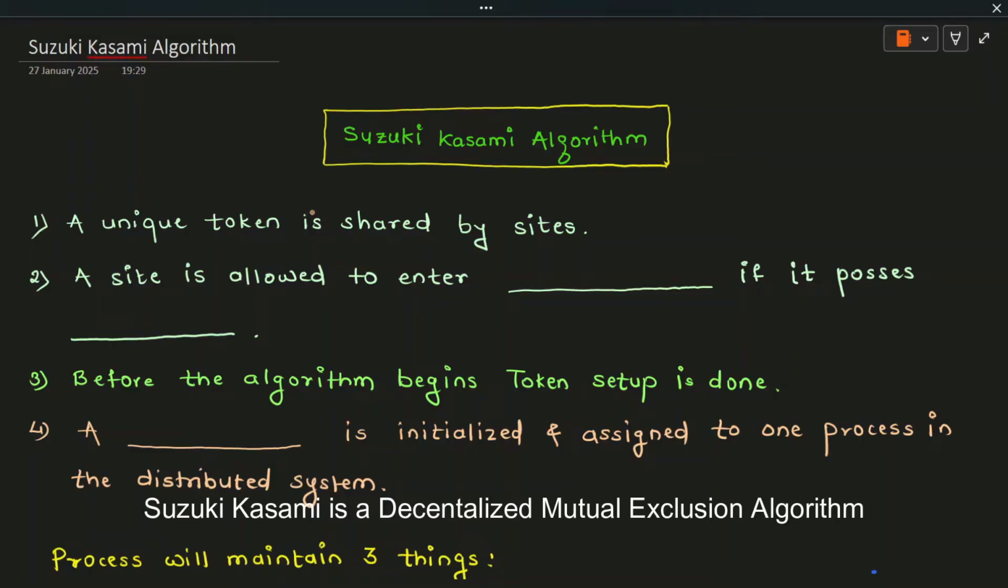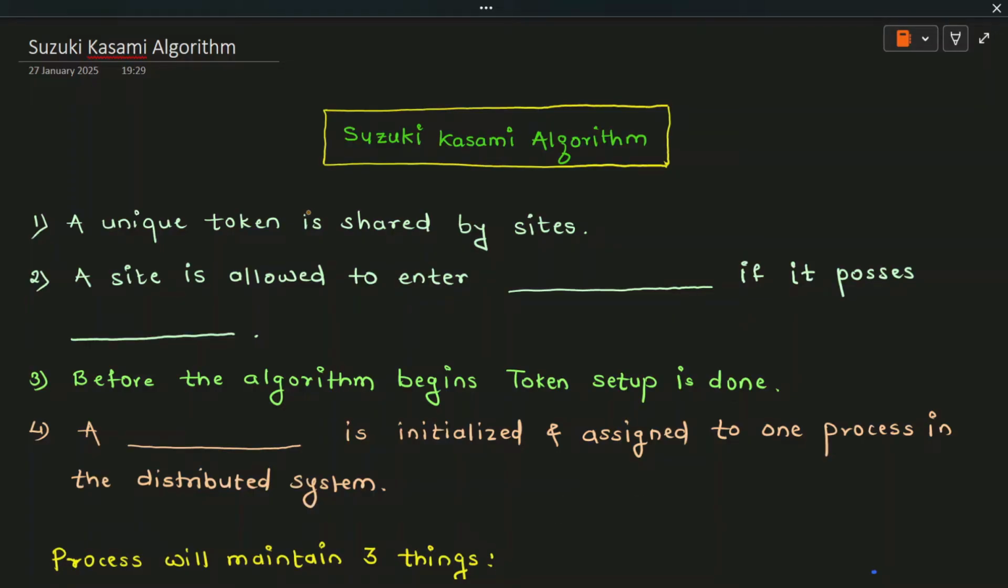This algorithm is a decentralized algorithm which is based on a token. A unique token is shared between the sites. Only one site will be having that token with it if it wants to execute the critical section. If the site is not having the token, it cannot enter inside the critical section.